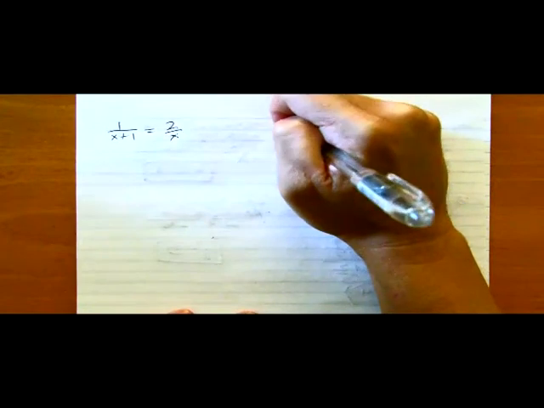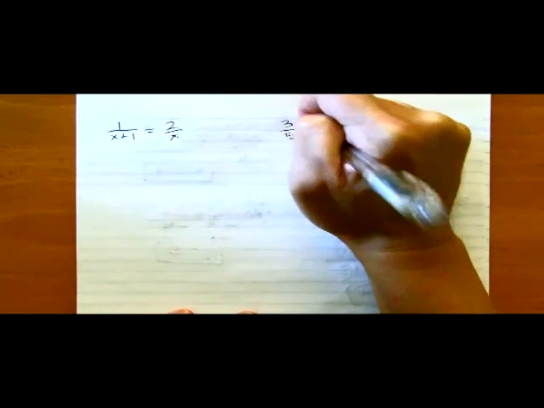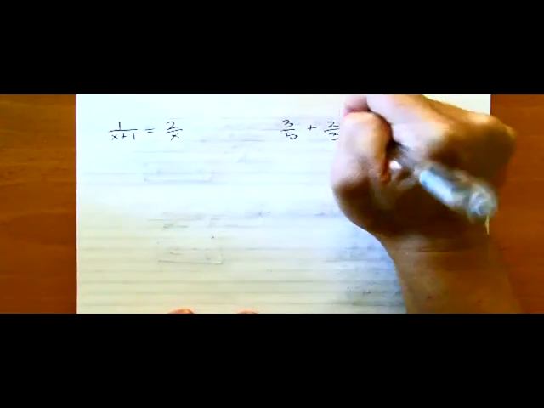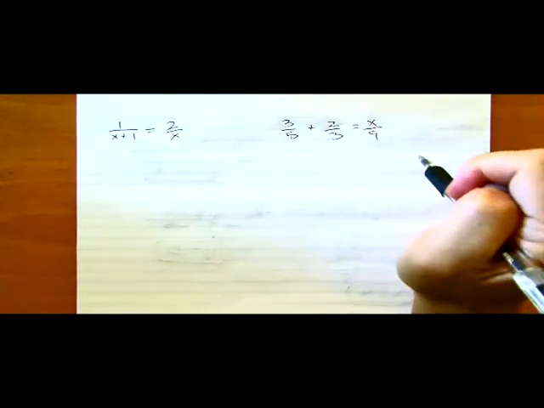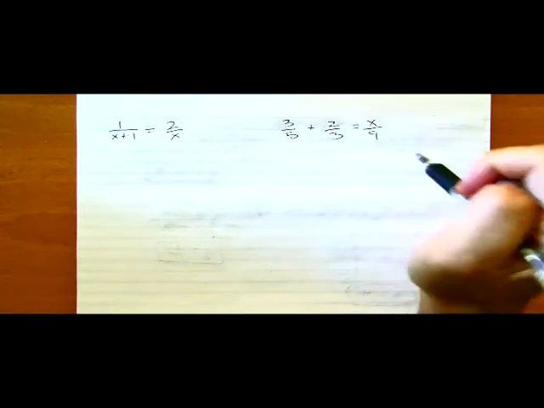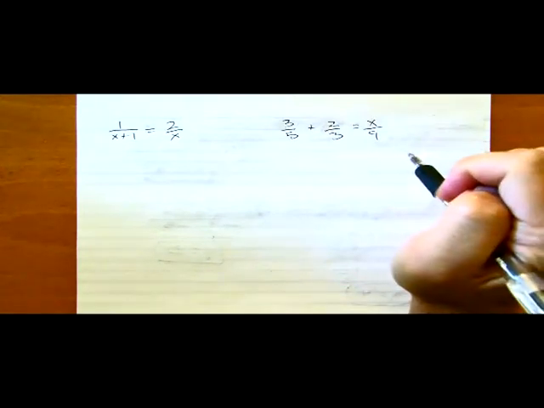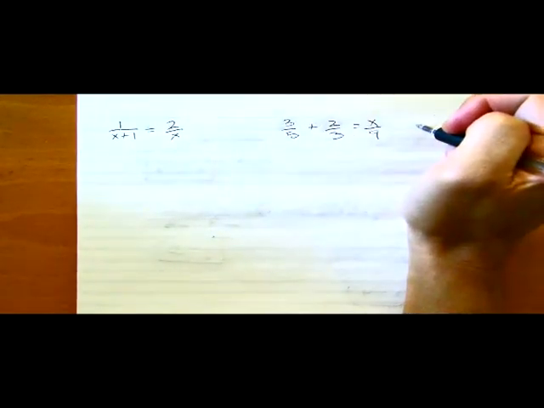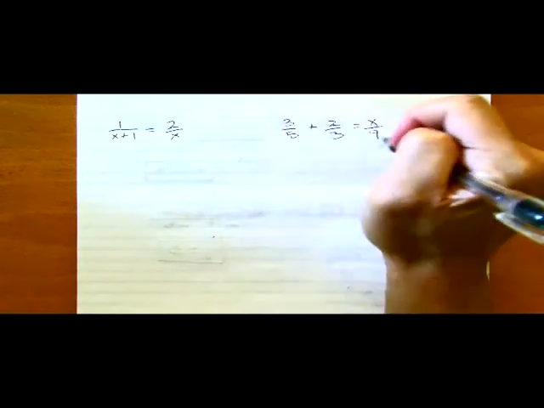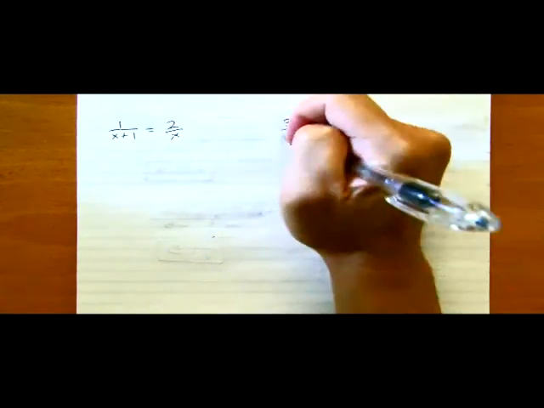So we have 3 over 5 plus 2 over 3 equals x over 9. Same idea. If we can get the denominators to match, then we can eliminate the denominators, and then we can just solve for x. So, if you look, we have 5, 3, and 9. We need to get the same denominator. We can change them all to 45.